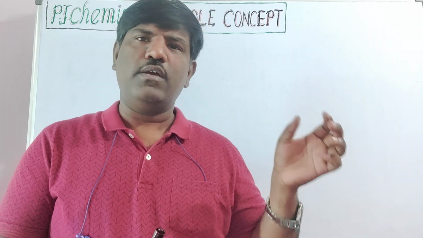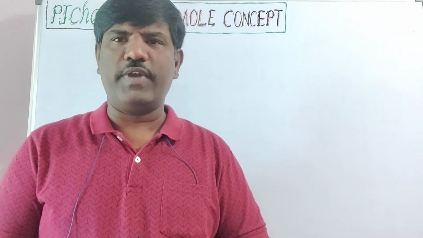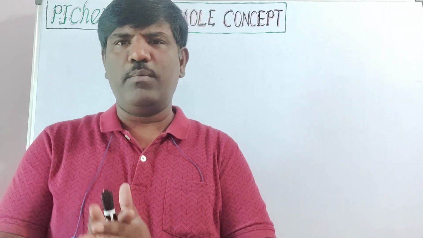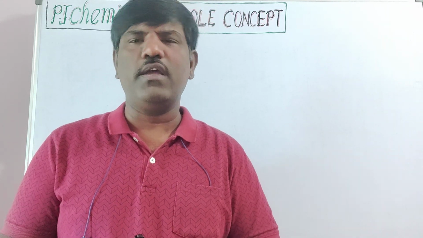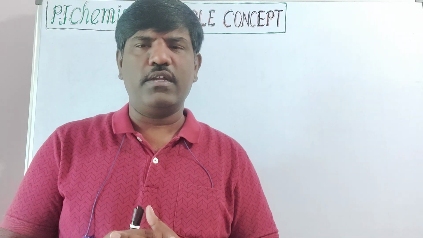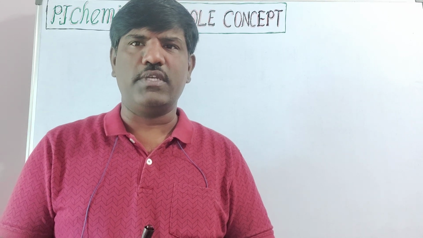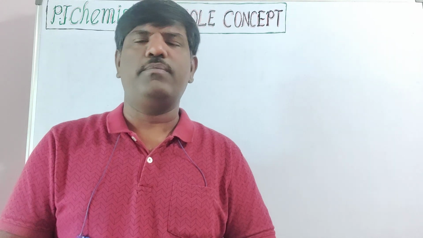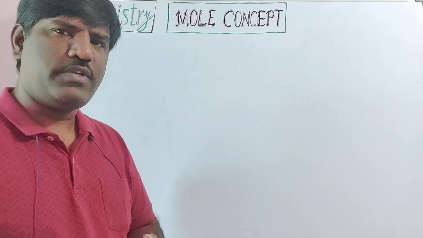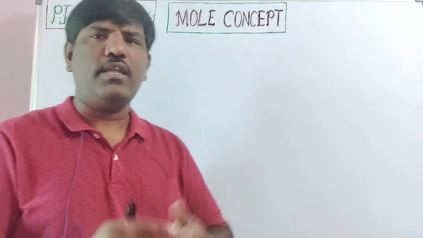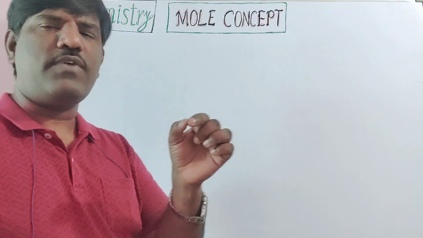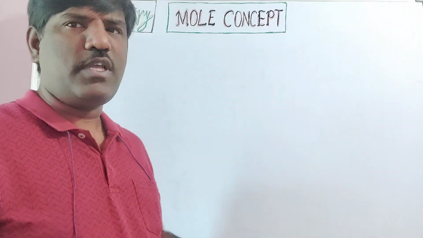After that, for the mass of an atom of an element we discussed one formula: AMU into atomic mass. AMU is 1.66 into 10 to the power of minus 24 grams, into atomic mass. How many parts we divide depends on the element: 12 parts for carbon, 14 parts for nitrogen, 16 for oxygen. Based on how many parts we divide, we take AMU into atomic mass. If you multiply both, you will get the mass of one atom of an element. All this we discussed in the previous video.